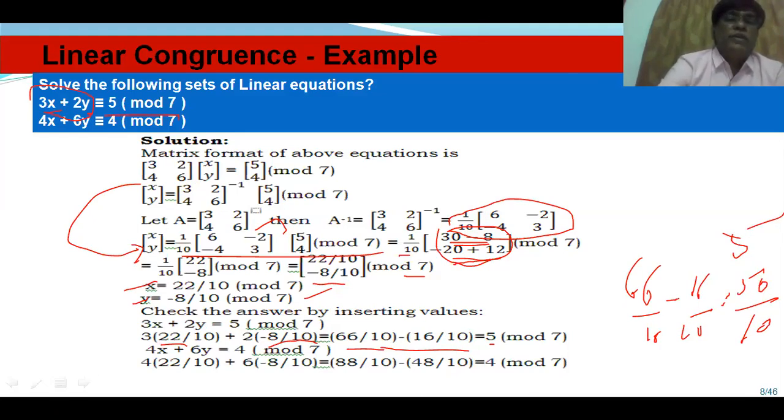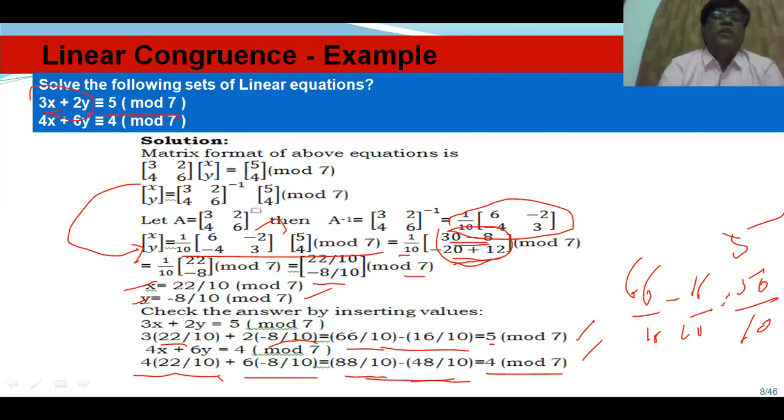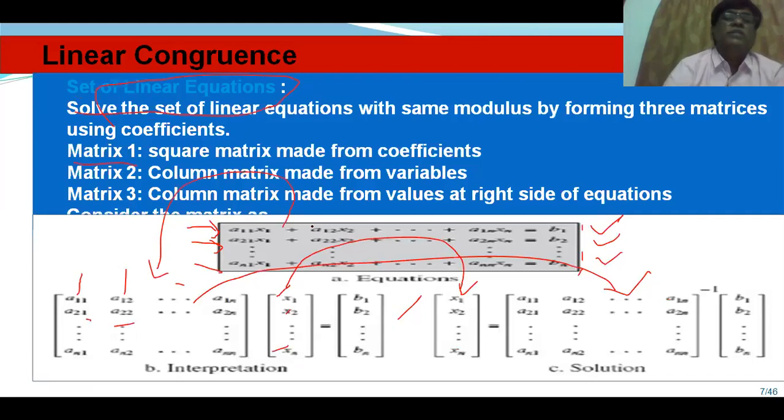Now check the second equation. 4 into the x value, 22 by 10, plus 6 into minus 8 by 10 is equal to 88 by 10 minus 48 by 10. It is equal to 40 by 10, which is 4. So 4 mod 7. So the x value is 22 by 10 mod 7, and y equal to minus 8 by 10 mod 7. So this is the way of finding the x and y values when we have a set of equations. This is the linear congruence.